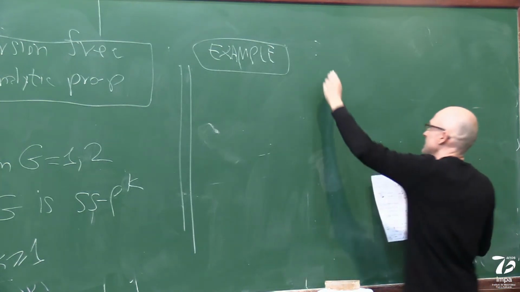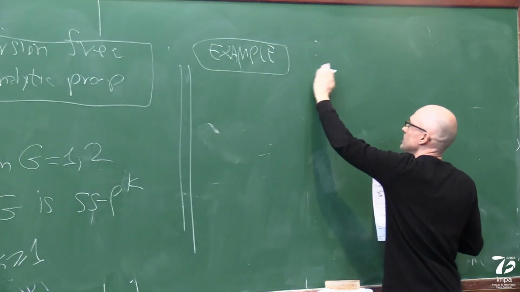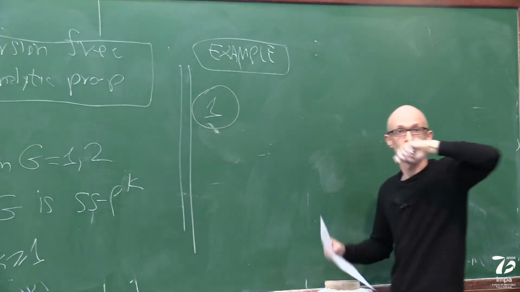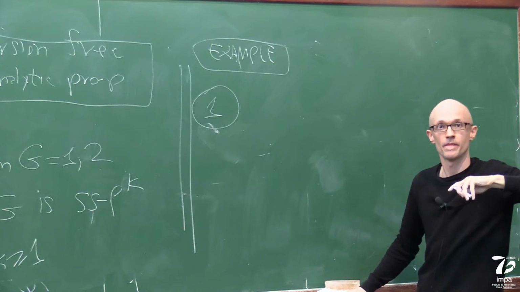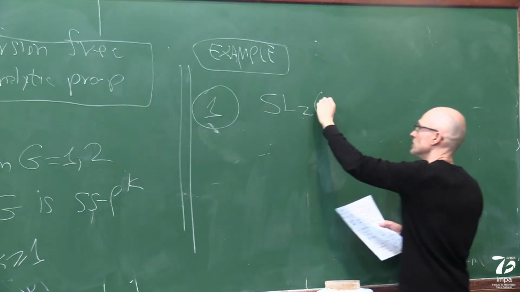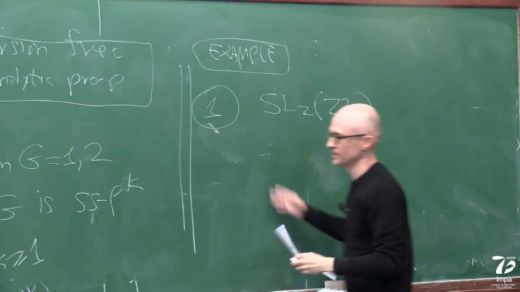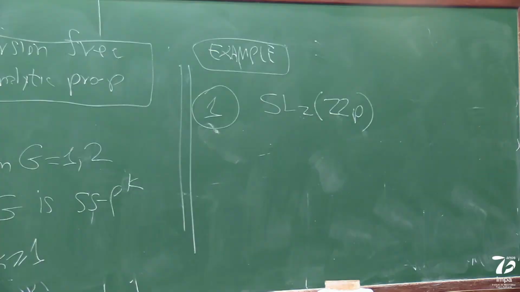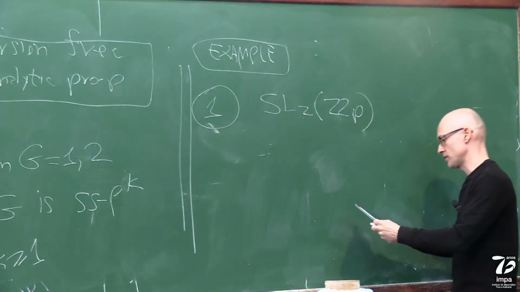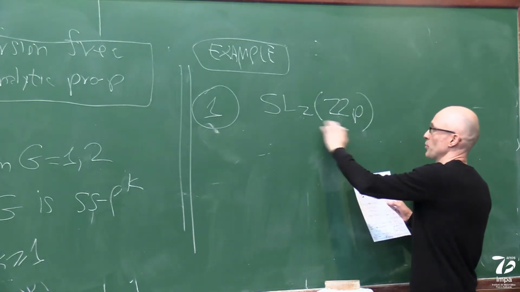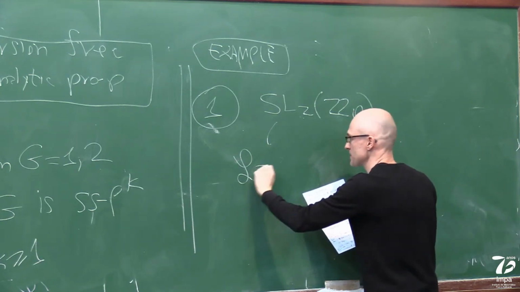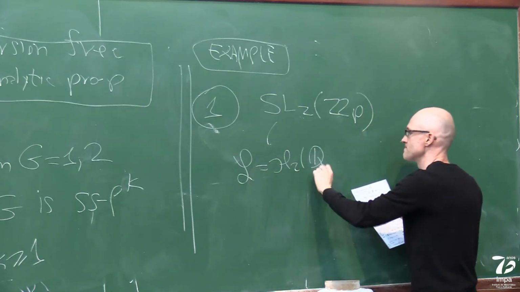So the first example is very trivial. Let me skip the trivial example. So these are examples of this correspondence. First of all, if I take SL2(Zp), this is not even pro-p, it's profinite, but it's not pro-p. But anyway, its Lie algebra is SL2(Qp).